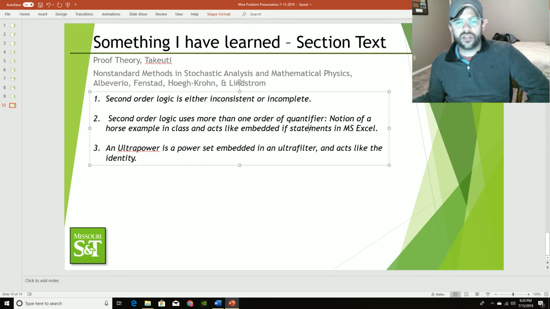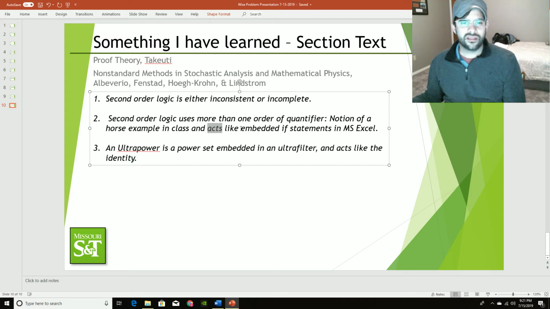And in class we've talked about this as the notion of a horse. So the first one is basically saying that you either have a horse or you don't, right? But a second order logic is for all notions of a horse, then X can either be a horse or it can't be a horse. And you can't really say that in first order logic.